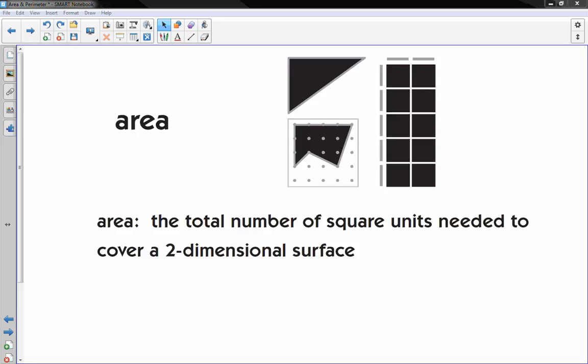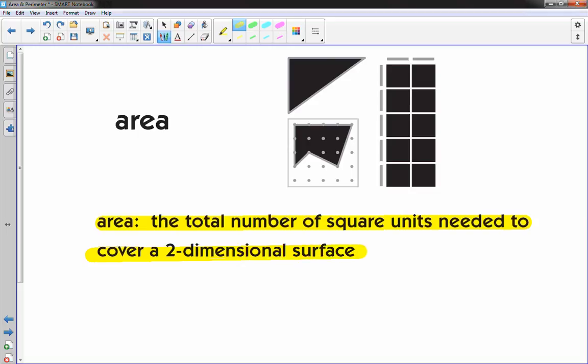This is a lesson about area. We're learning about area and geometry. And area is very different than perimeter. A lot of people get them mixed up. It's the total number of square units needed to cover a two-dimensional surface.